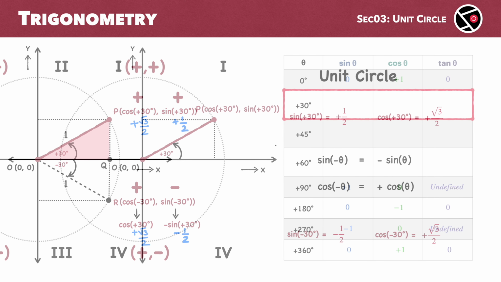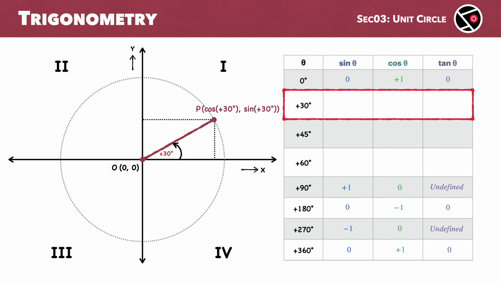Alright, let's now populate our table for theta equal to plus 30 degrees. Sine 30 degrees is plus 1 by 2. Cos 30 degrees is plus square root of 3 by 2. Tan 30 degrees is simply the ratio of sine 30 degrees to cos 30 degrees. 1 by 2 divided by square root of 3 by 2 is plus 1 by square root of 3. Moving further to theta equal to plus 45 degrees and plus 60 degrees. Here are the values.